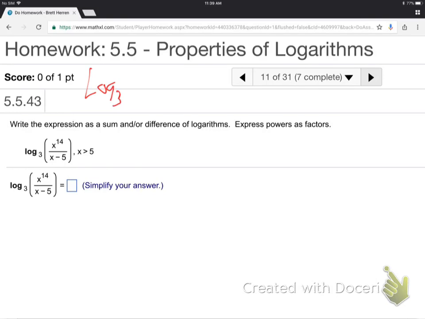All right, so log base 3 of x to the 14th over x minus 5. All right, try that one. Break that into 2 logs, right? So break that into 2 logs.